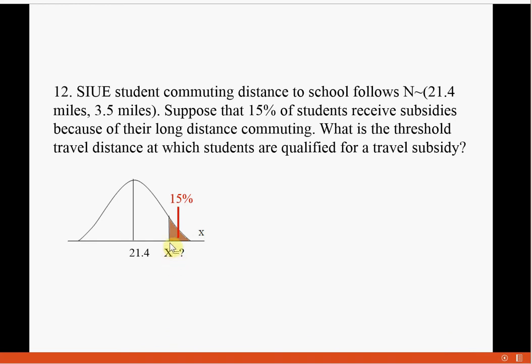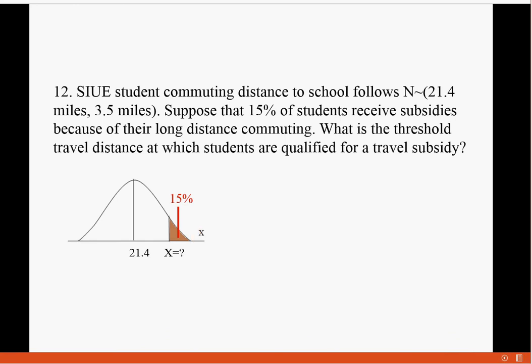What is the minimum distance at which students start receiving subsidies? All the distances to the right of x are obviously longer than this distance. But we are looking for this minimal distance at which students begin to receive subsidies. This distribution we know.